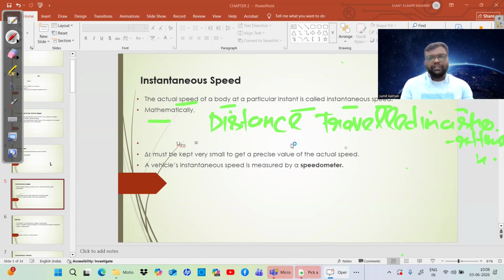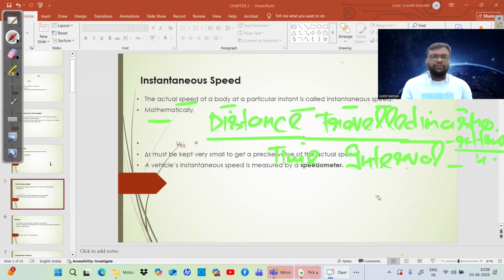Students, you have to remember one thing: the time interval must be very short. Distance traveled in a short time upon time. So students, your time interval should be very small. So friends, this is the formula of instantaneous speed. And students, if you have seen the speedometer of a vehicle, that will give the instantaneous speed. Is that clear? So this is all about instantaneous speed.